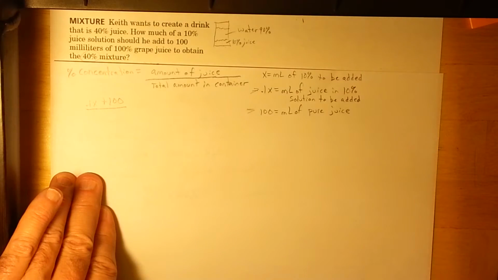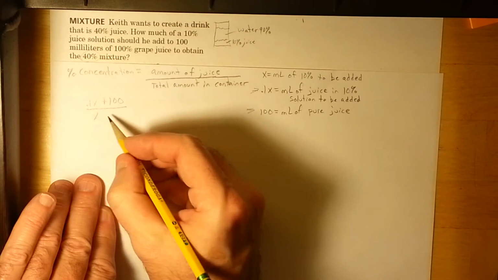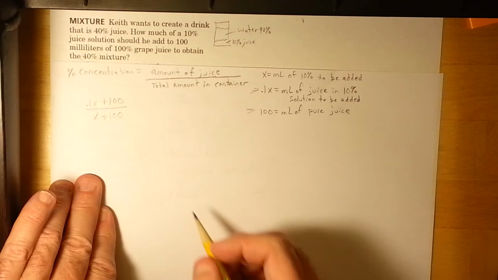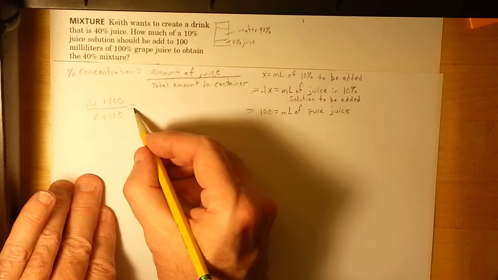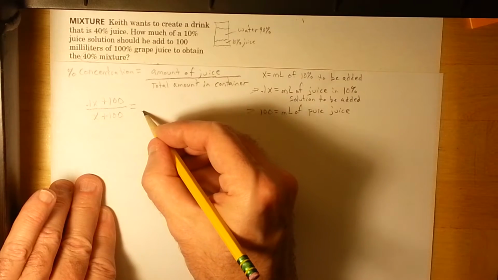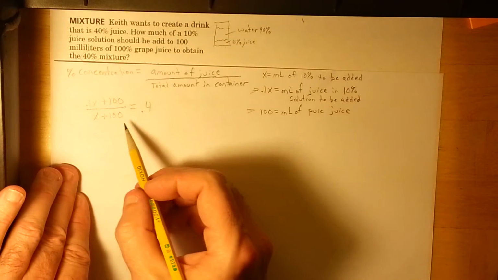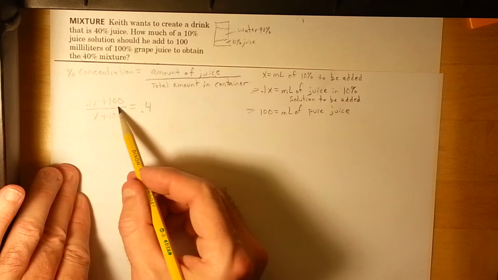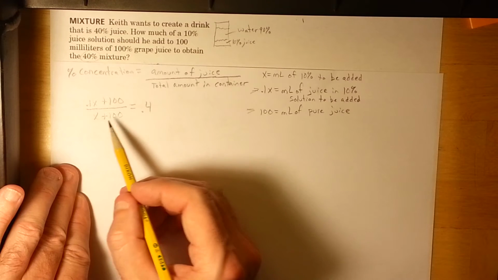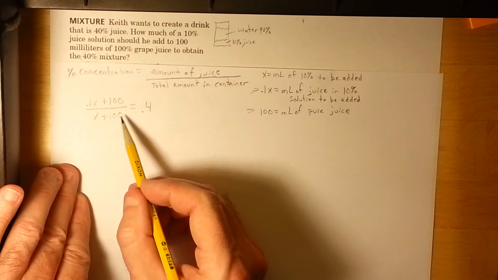Well, we know it's going to be, how much are we going to be adding? So it will be X, but we already had the 100 to start with, plus 100. Now, equals something, we want it to equal 40%. So we're going to go ahead and say 0.4 right there. Now, it's just a matter of doing some algebra here. Well, this is divide, so we're going to have to multiply. The opposite, we're going to multiply both sides by X plus 100.